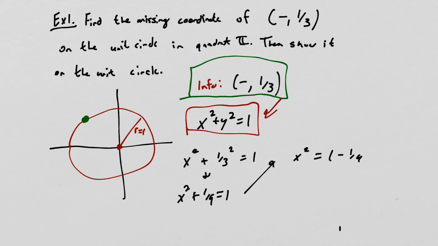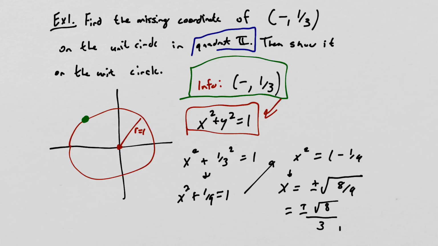Taking the square root of both sides, we're going to get that x is equal to plus or minus the square root of 8/9. Let's simplify this radical expression. This would then be equal to plus or minus the square root of 8 divided by 3. To determine whether our x value is going to be positive or negative, just recall again that our point needs to lie in the second quadrant. So if our x value is positive, our point would lie in the first quadrant.